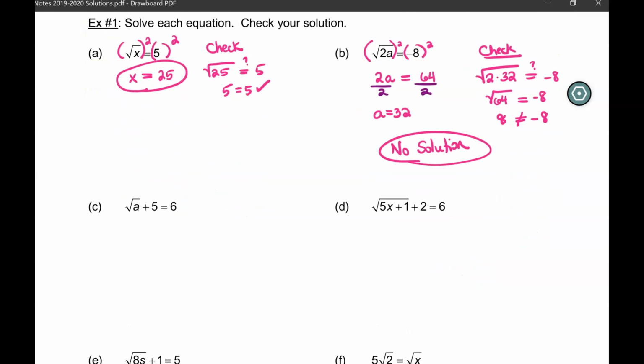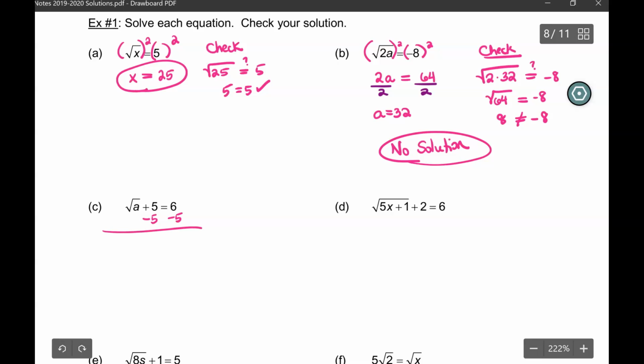All right, C. Step one, isolate the radical. So we're going to subtract 5 from both sides. So I have square root of a is equal to, so 6 minus 5 gives us 1. We want to get rid of the square root, so we're going to square both sides. So here I get a. 1 squared just gives us 1.